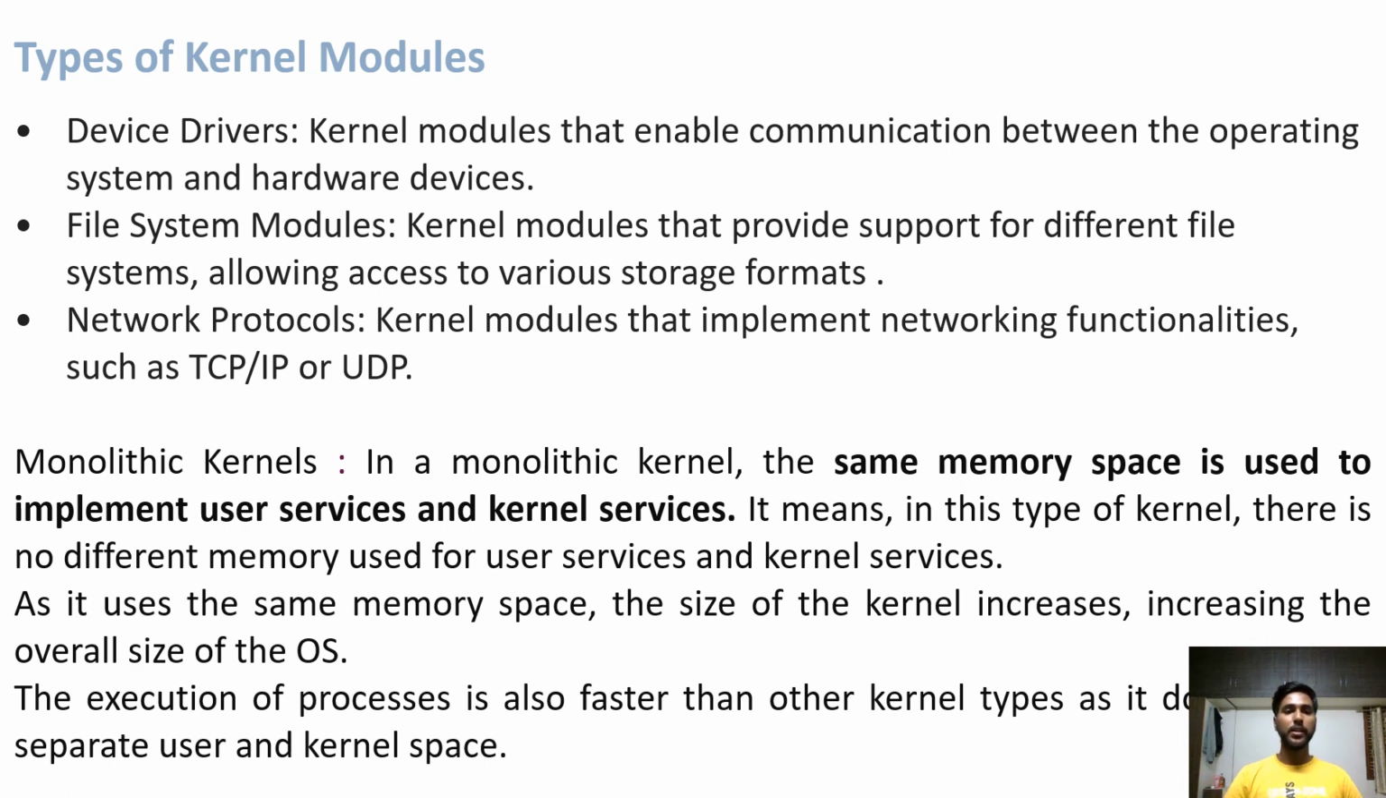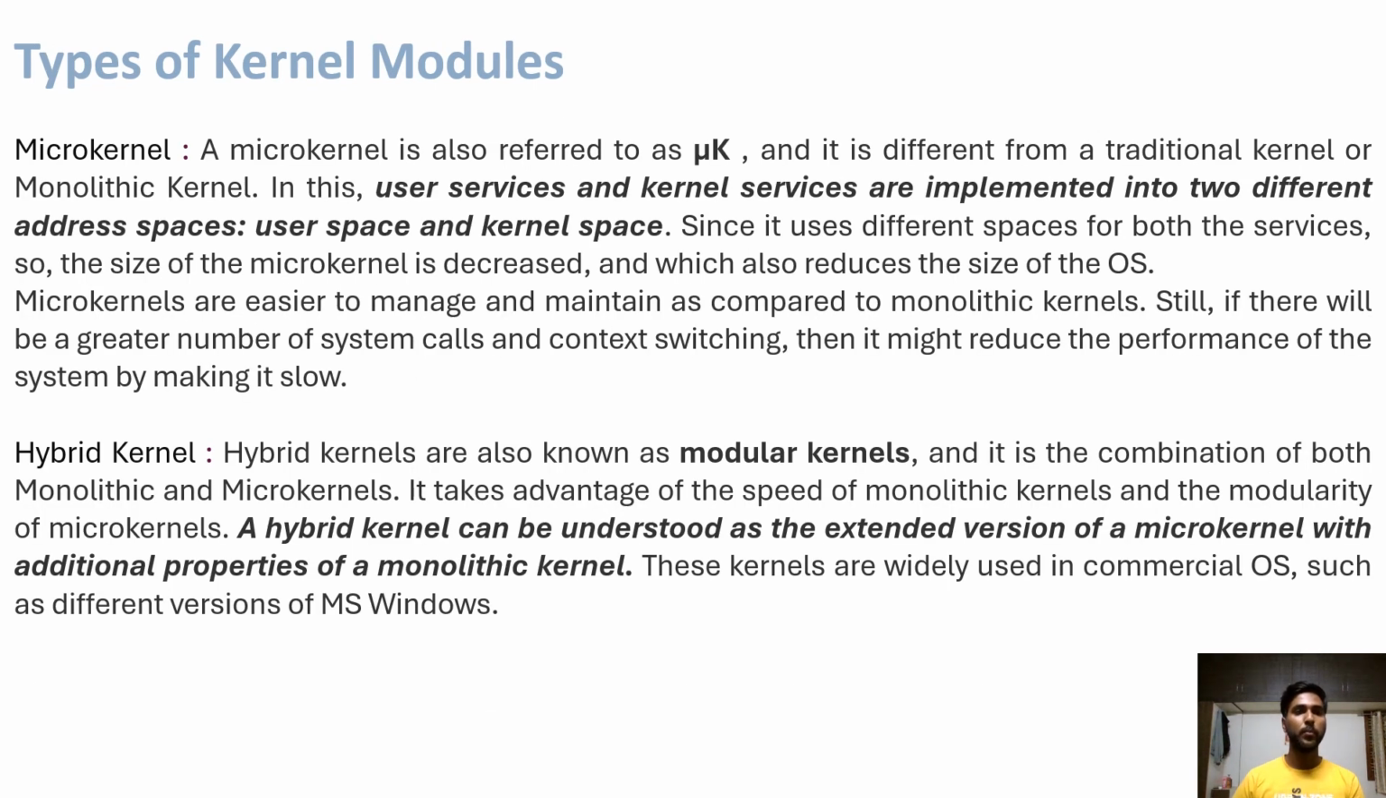Now we'll see about monolithic kernels. In a monolithic kernel, the same memory space is used to implement user service and kernel service. It means in this type of kernel, there is no separate memory space for user service and kernel service. As it uses the same memory space, the size of the kernel increases rapidly along with the size of the operating system. The execution of processes is faster than in other kernel types.